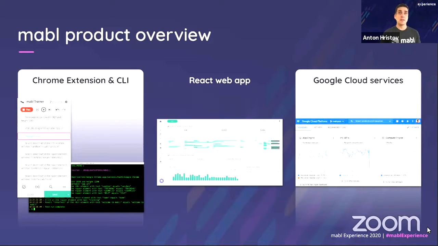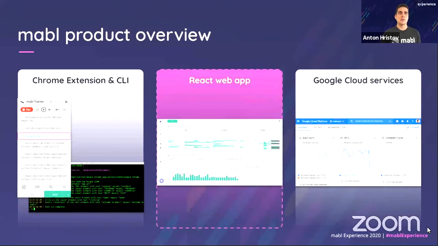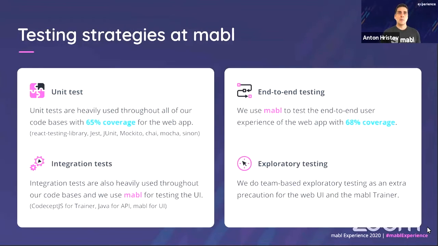Now, for the purposes of this session today, we're going to focus on testing the mabl web app and cover the various strategies that we employ, because most of you will be using mabl to actually test various web apps that you may have. Now, Lauren talked about the testing pyramid, and at mabl, we employ all the different layers of the testing pyramid to work for us. We start with unit tests, which are best practice when it comes to writing and testing code.